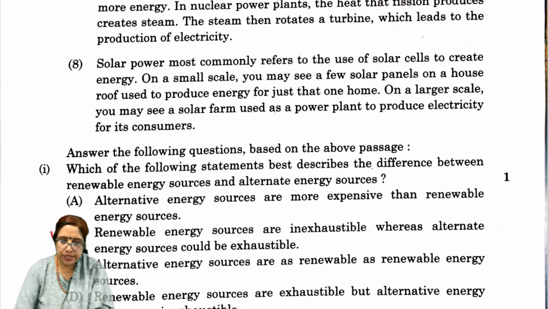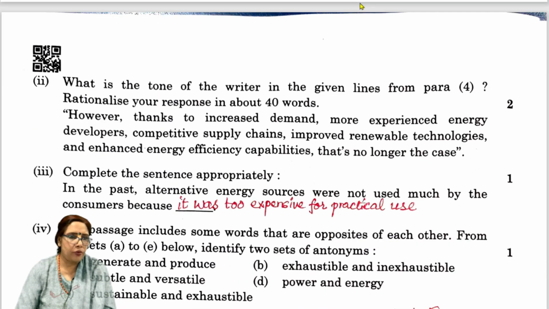Which of the following statements best describes the difference between renewable energy sources and alternate energy sources? So the answer to this was your option B. Renewable energy sources are inexhaustible, whereas alternative energy sources could be exhaustible. Now we come to question number 2.